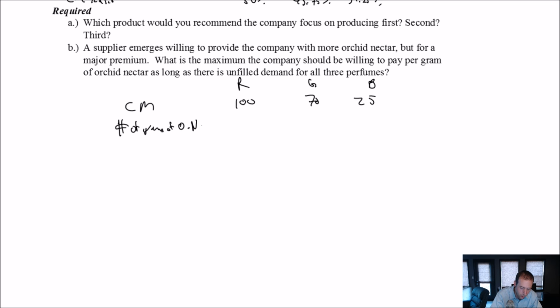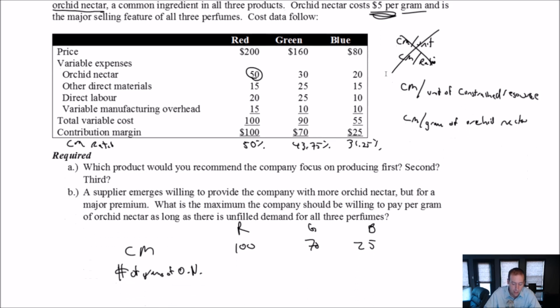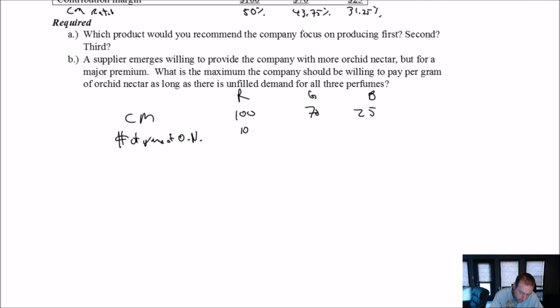I'll just call it ON, orchid nectar, that goes in each bottle. So we know that the orchid nectar cost going into red is $50, and we know orchid nectar costs $5 per gram. So working there, you can go, okay, $50 worth of orchid nectar cost me $5 a gram. There must be 10 grams of orchid nectar. 50 divided by 5. There must be 10 grams of orchid nectar.